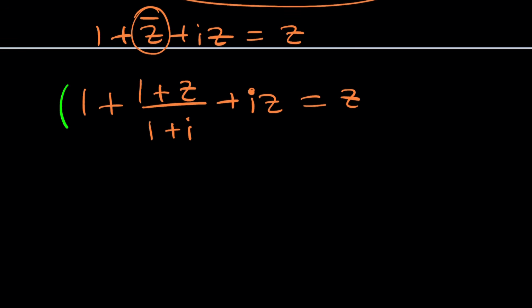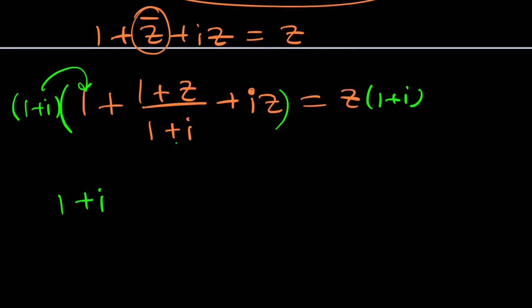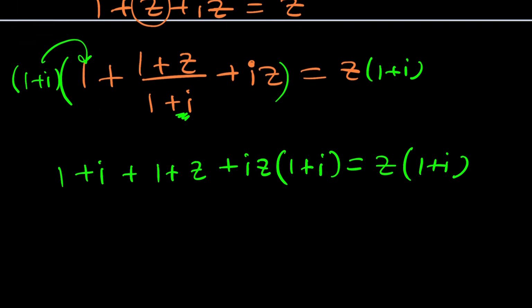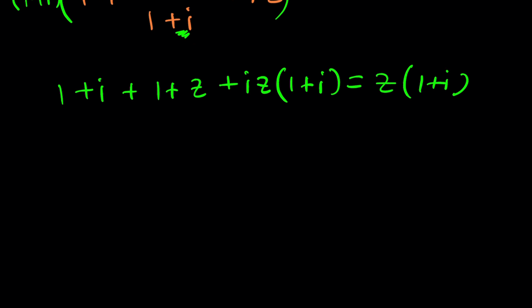Let's go ahead and multiply both sides by 1 plus i. I think that'll be a good way to go about it. So that's going to distribute. That's going to give you 1 plus i. That's going to cancel this one out. That's going to give us 1 plus z. And then iz multiplied by 1 plus i gives us z times 1 plus i. Great.